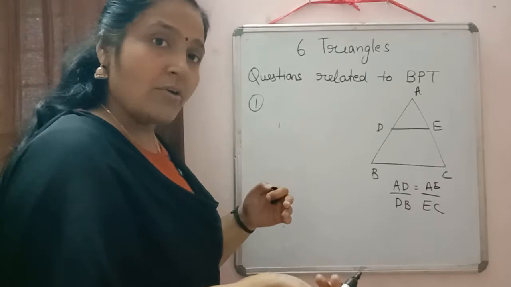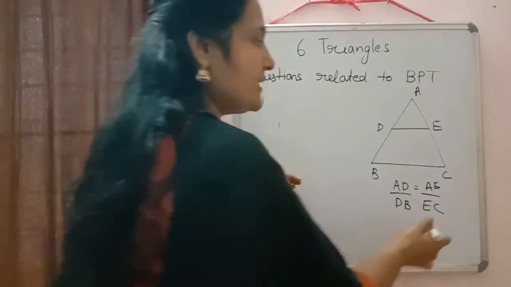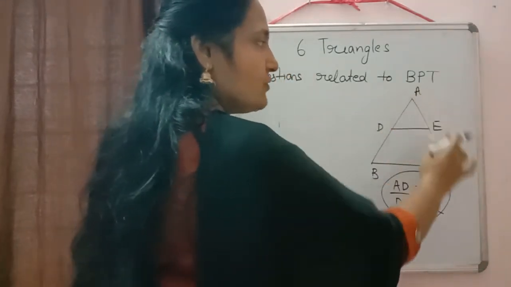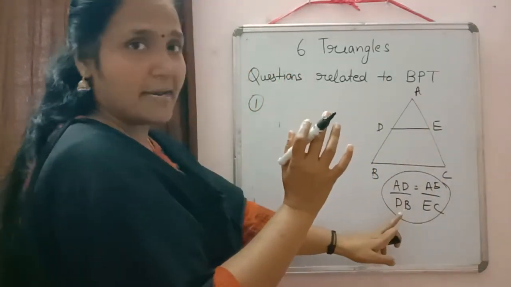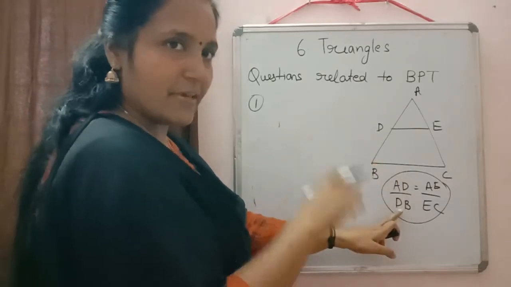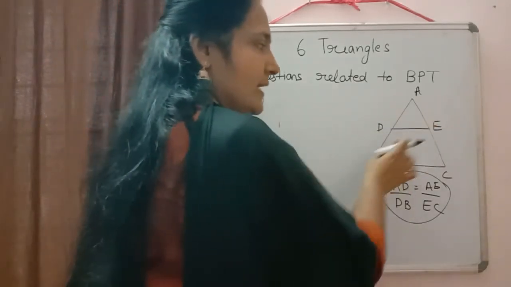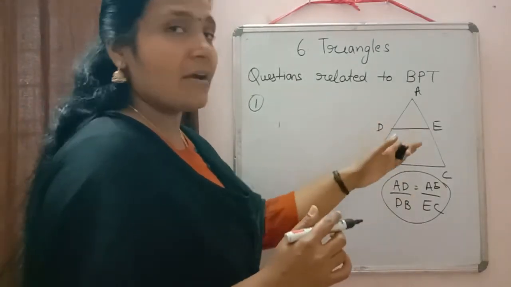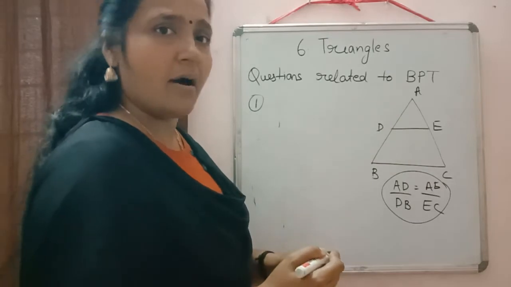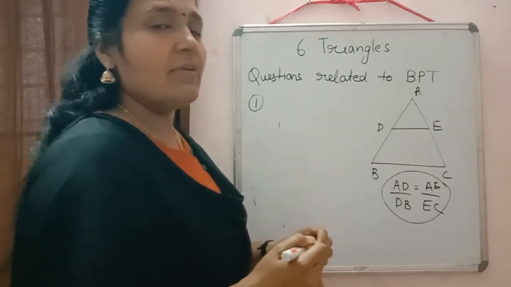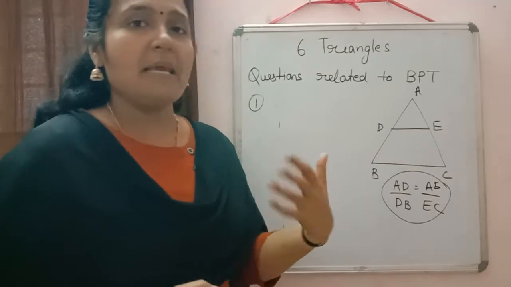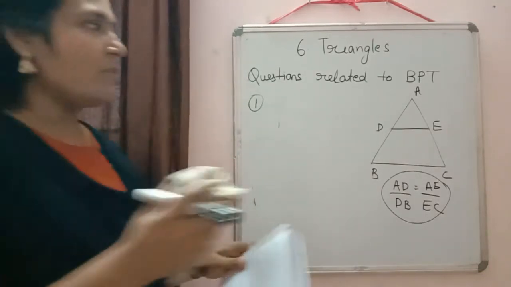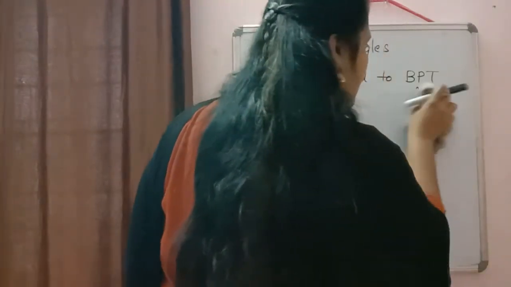And its converse, what is given? In a triangle, if a line segment divides two sides of the triangle in the same ratio, if this condition is given, then we can say DE is parallel to BC. So we will use this concept to check whether two lines are parallel or not. Now we will solve some questions so that it will be clear to you how to apply BPT. In the first question, you can check the diagram, the questions are there with you.